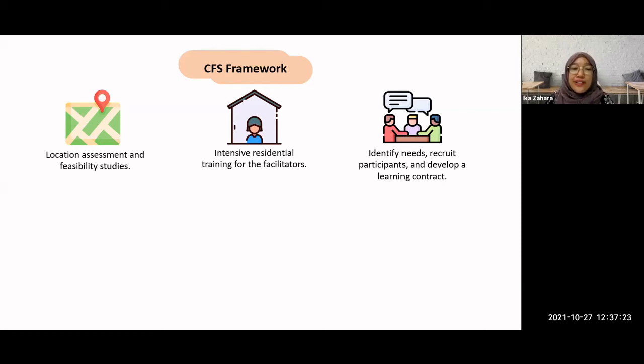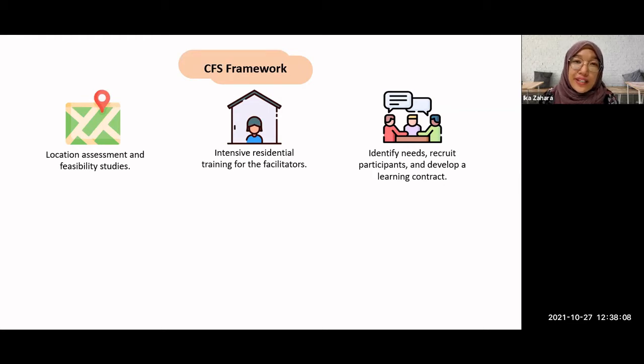And after we identify the location, the next thing is intensive residential training for the facilitators. It is also important to have a facilitator that could live in with the local communities, because social bonding is very crucial to influence the farmers to participate in the whole activities.